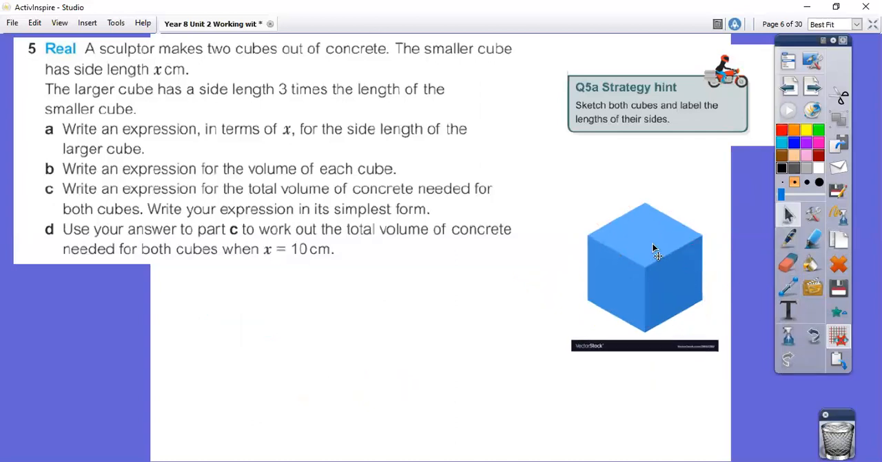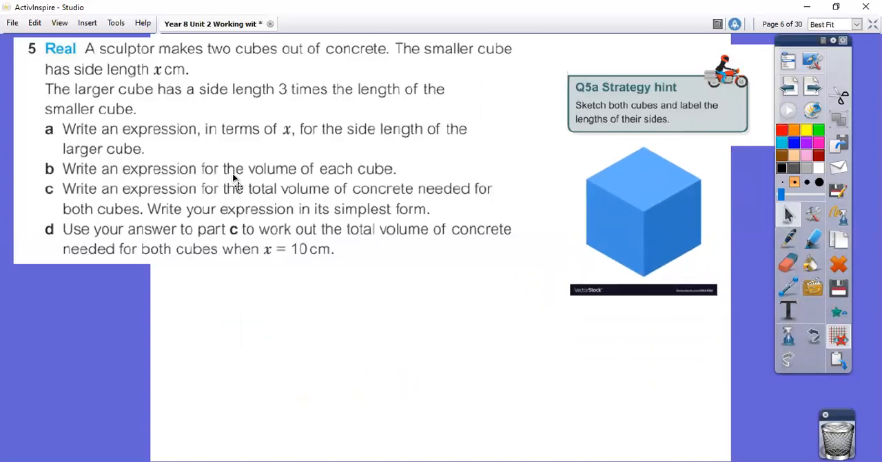So let me just move this out of the way. So it says, write an expression for the total volume of concrete. So how much concrete would I need to fill in these 2 cubes? Write an expression in its simplest form.